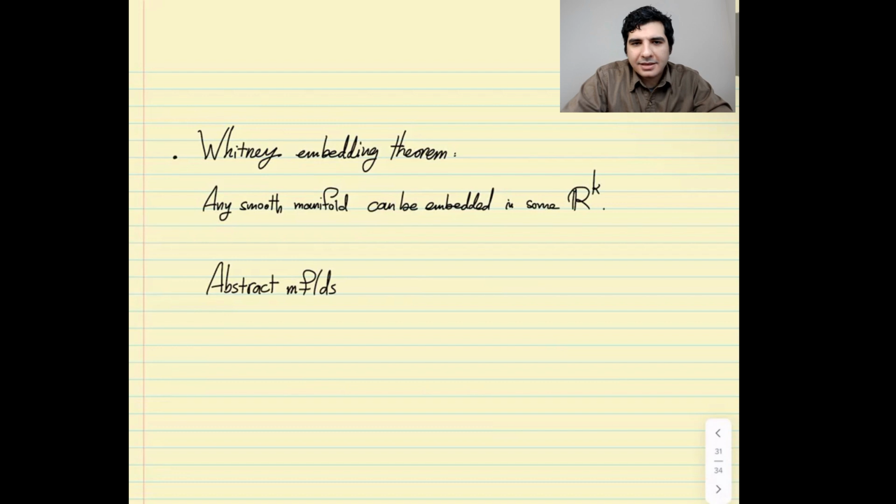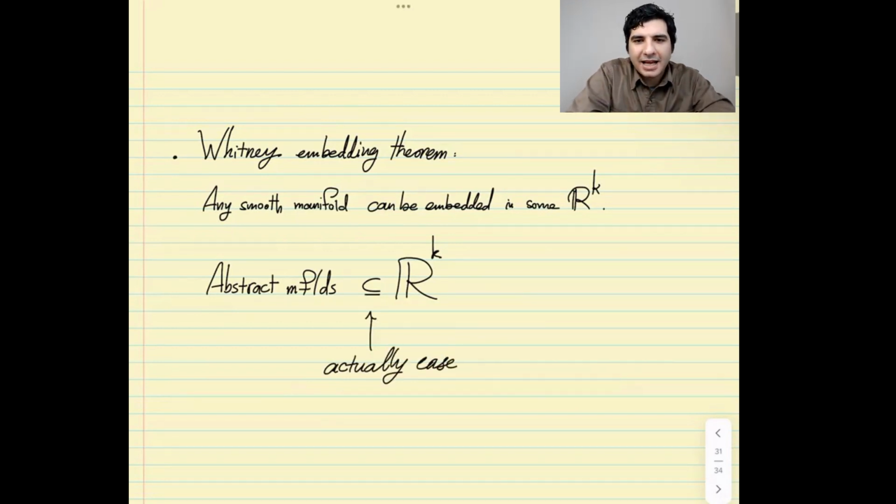But this implies abstract manifolds, which locally look like Euclidean space, in fact globally can be understood as sitting inside some Euclidean space. So there's an actual embedding. So it's actually the case that you can think about them sitting inside some larger space. In fact, this K can be taken to be 2 times the dimension of the manifold. So we will get back to this later and we will prove this. But let's just accept it for now that there is always such an embedding.